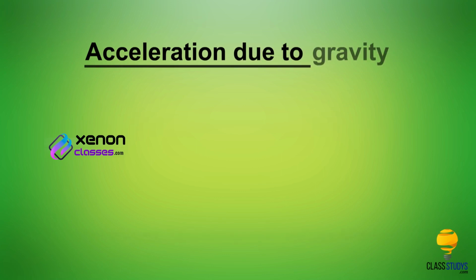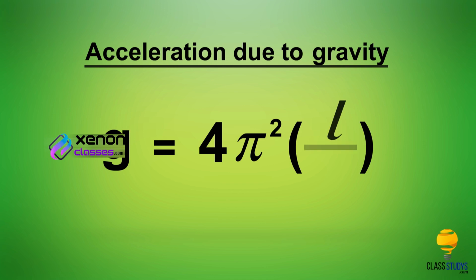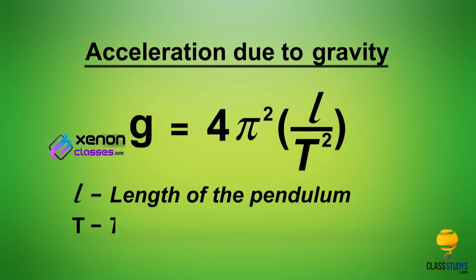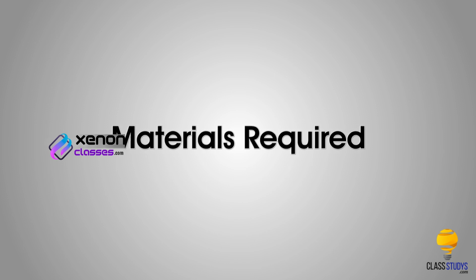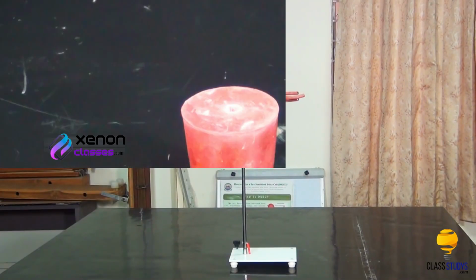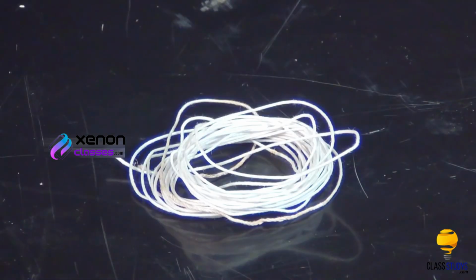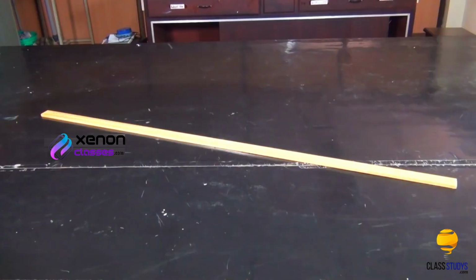Principle: the acceleration due to gravity at a place is given by g is equal to 4 pi square into L by T square, where L is the length of the pendulum and T is the time period of the pendulum. Materials required: a clamp with stand, split cork, a bob, cotton thread, vernier calipers, stopwatch, meter scale.